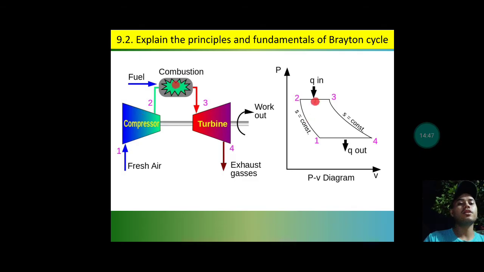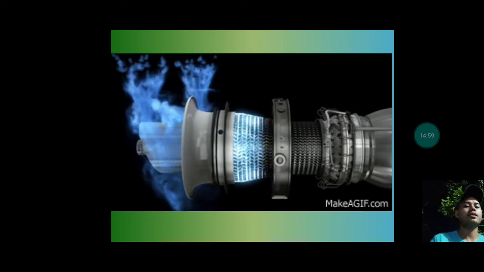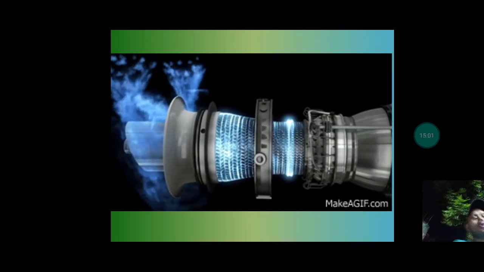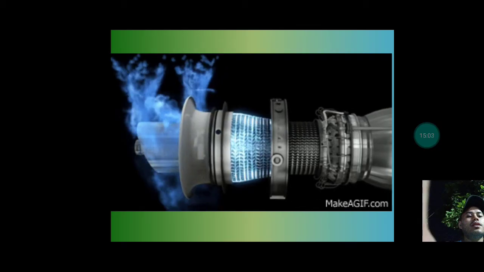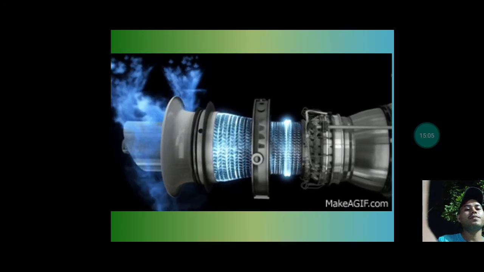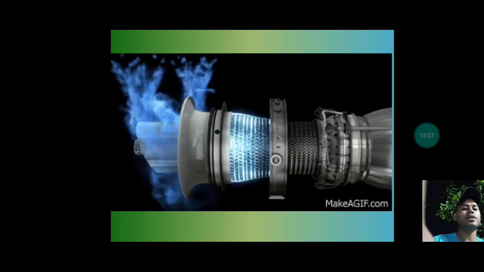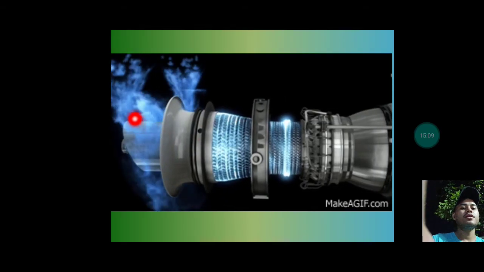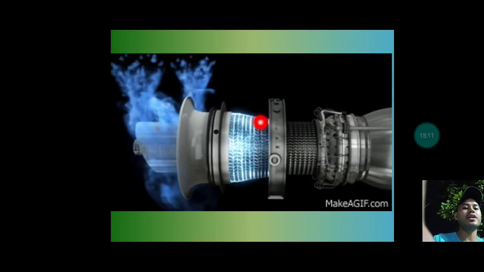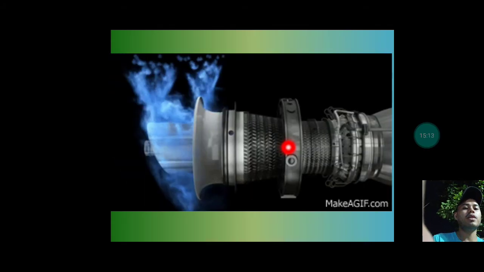So first we will go to the picture here. Okay, so in the Brayton cycle, we have a gas turbine. This is the picture of what a gas turbine is. So how does it work? First, this is the compressor side. In the compressor side, air is drawn and then compressed by the turbine blades.